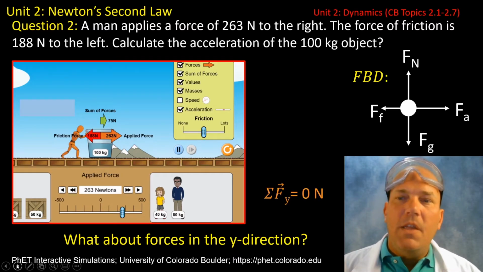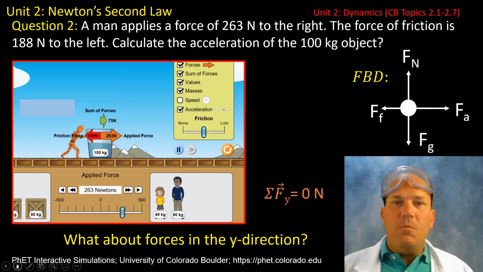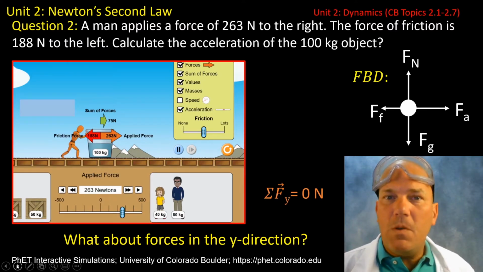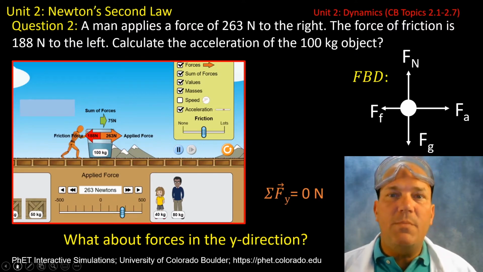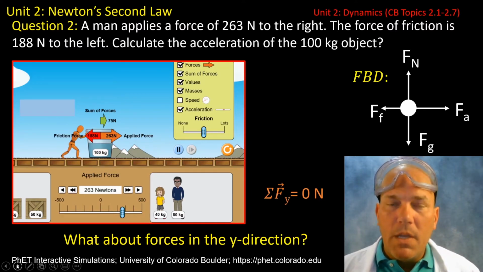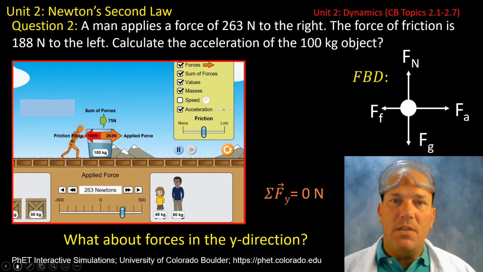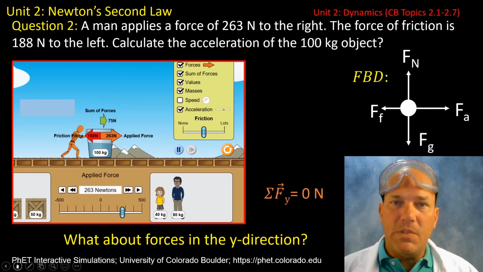Again, recall that the forces in the y direction sum to 0. In other words, the net force in the y direction is 0, which means the normal force is equal in magnitude but opposite in direction to the force of gravity. When you add them together, they equal 0.